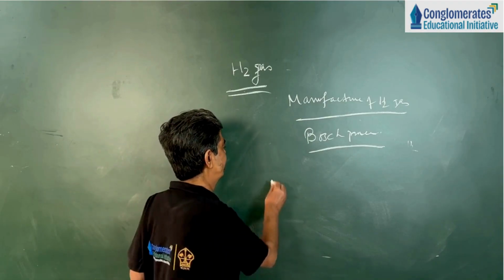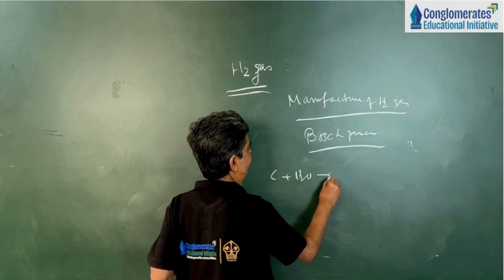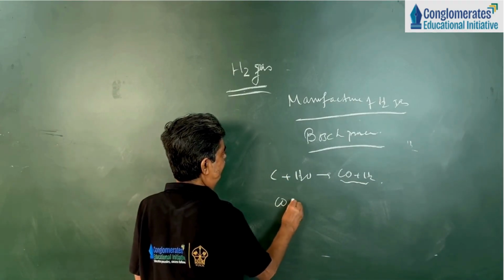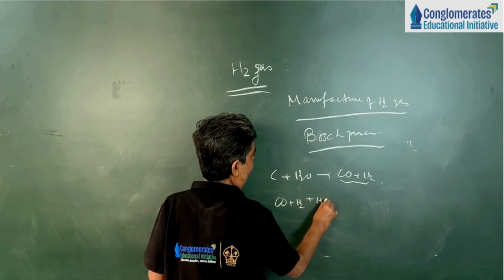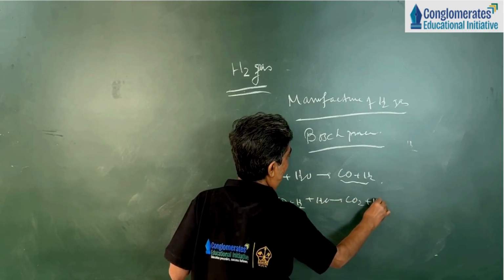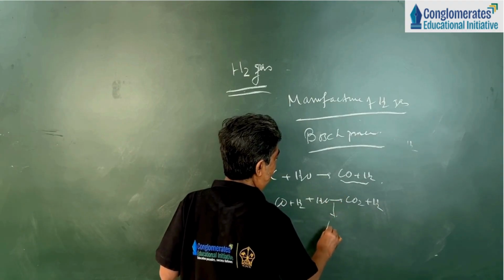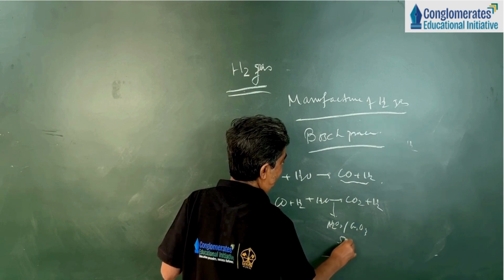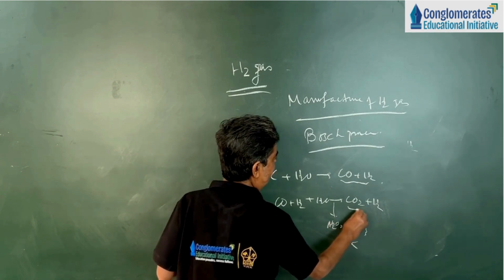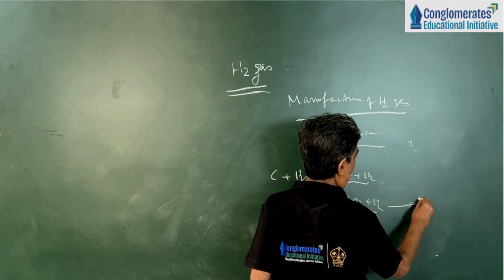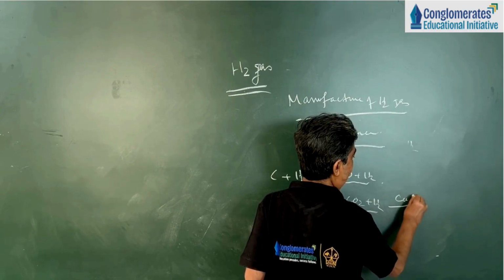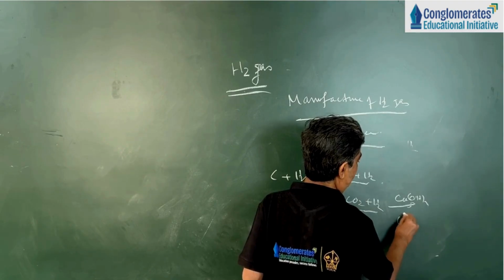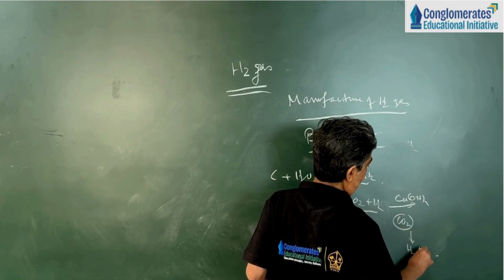So there are 3 reactions. C plus steam gives carbon monoxide plus hydrogen; this is known as water gas. The second step: water gas plus steam gives carbon dioxide plus hydrogen, with the catalyst Al2O3 or Cr2O3 at a temperature of 500 degrees Celsius. Then this mixture is passed through water or calcium hydroxide, and carbon dioxide will be absorbed and hydrogen gas will be bubbled through.